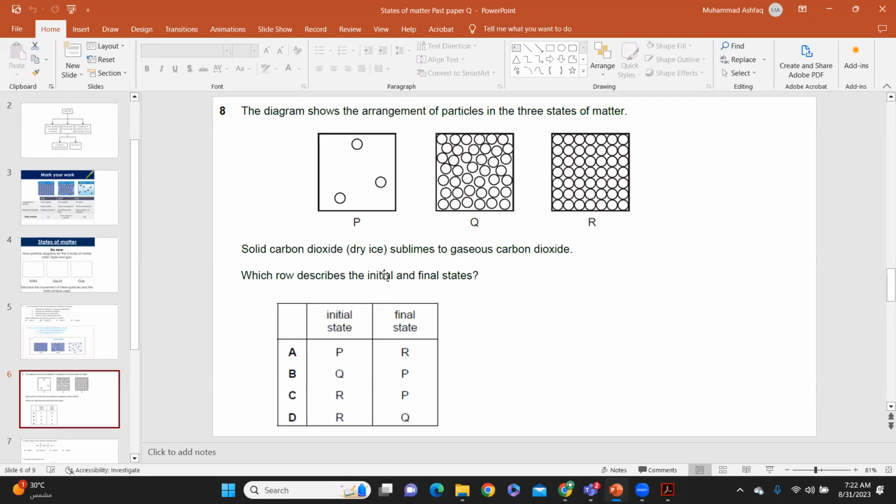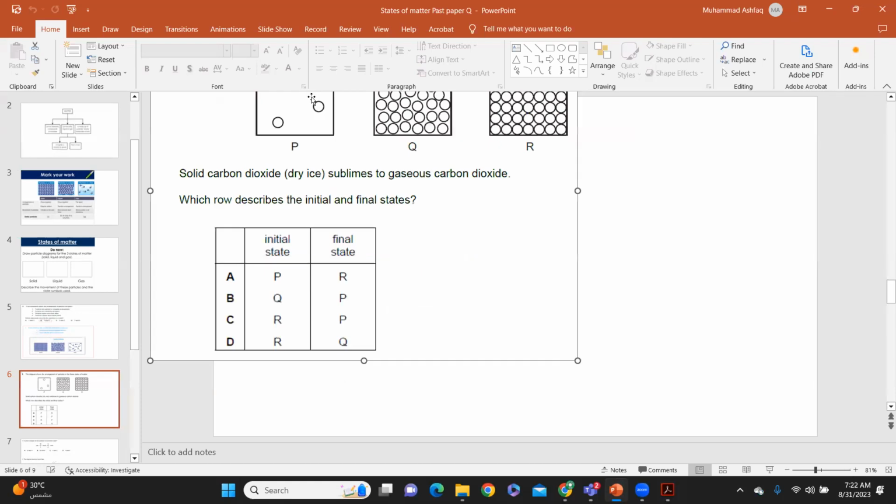Solid carbon dioxide, meaning dry ice. Yes, this is dry ice, maybe you have heard about it. It sublimes to gaseous carbon dioxide. Don't worry about the word sublime, we will also discuss it in detail. But first, just focus on two things: solid state converts into gaseous state.